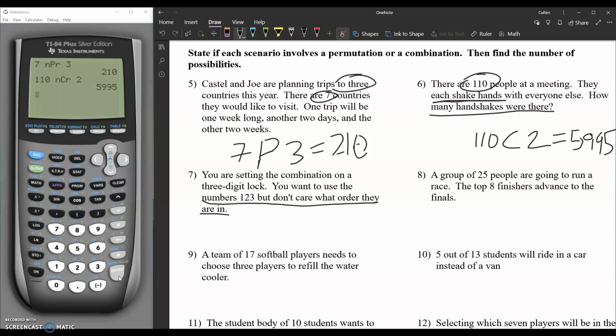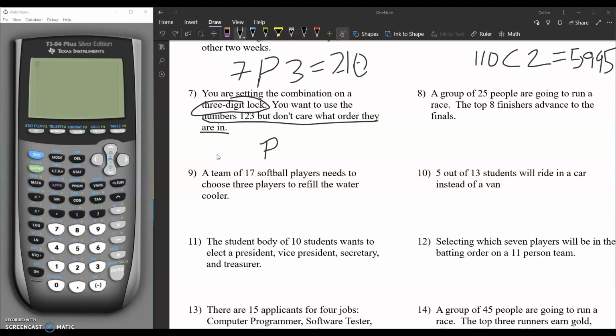It says you don't care what order they're in, but that doesn't technically mean it's a combination, because this person doesn't care. What that means is that the order of these numbers would be a different situation, because 1, 2, 3 would be a different lock or a different password than 3, 2, 1. So order may not matter to him, but the order still would make a different situation. So this is a permutation, and you're setting a combination on a 3-digit lock.